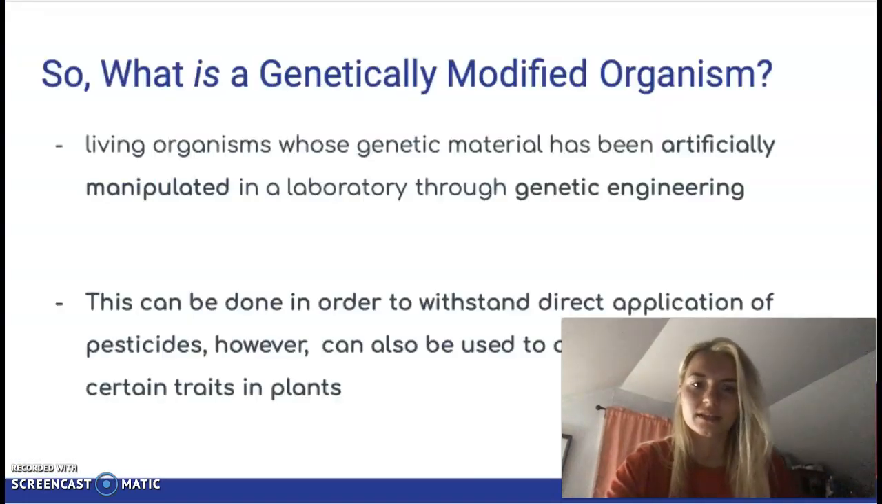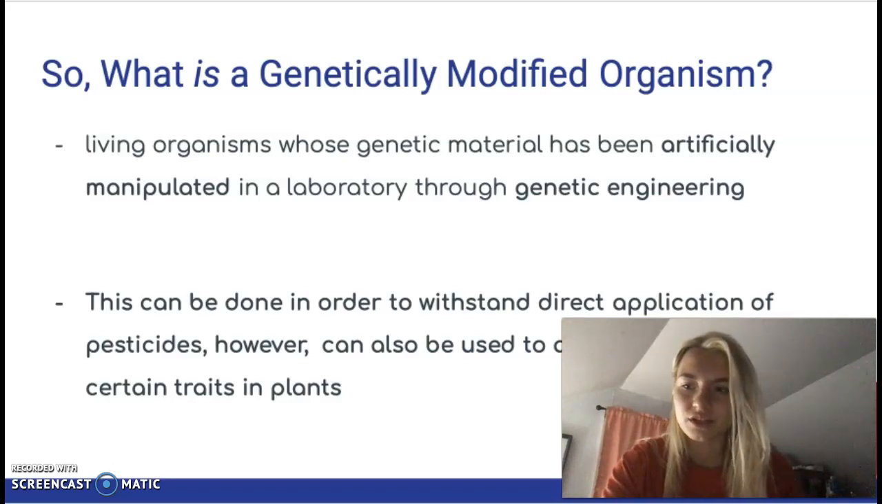So, what is a genetically modified organism? GMOs are living organisms whose genetic material has been artificially manipulated in a laboratory through genetic engineering. This creates a combination of plant, animal, bacteria, and virus genes that do not occur in nature or through traditional crossbreeding methods. Most GMOs have been engineered to withstand the direct application of herbicide and/or to produce an insecticide. However, new technologies are now being used to artificially develop other traits in plants, such as resistance to browning in apples, and also to create new organisms using synthetic biology.